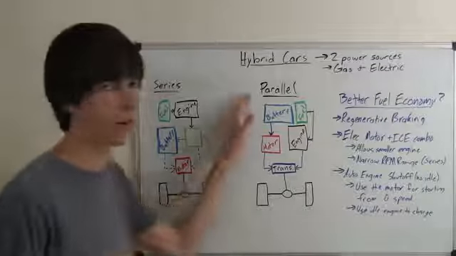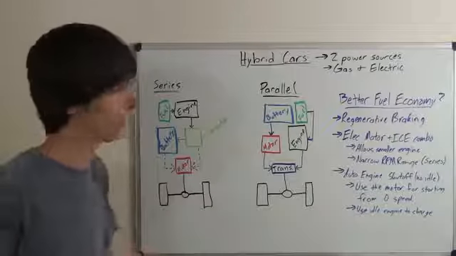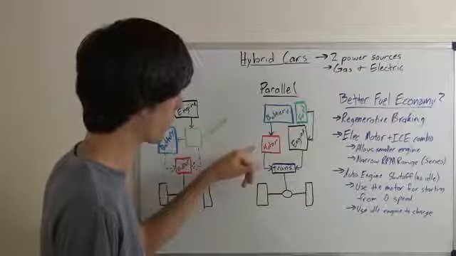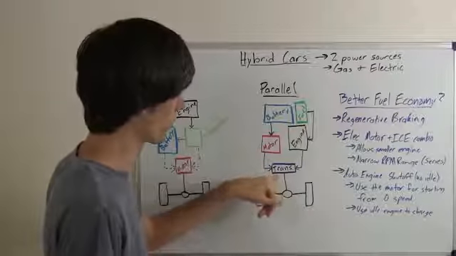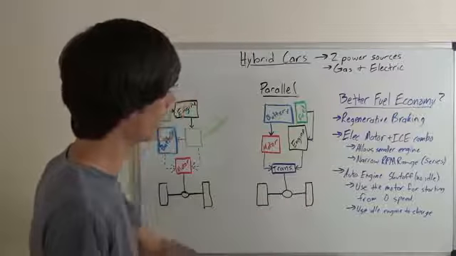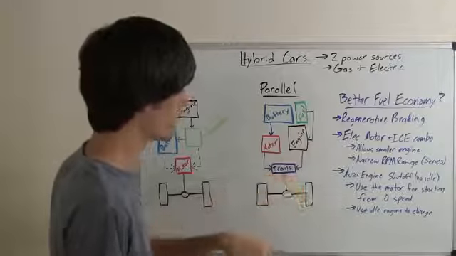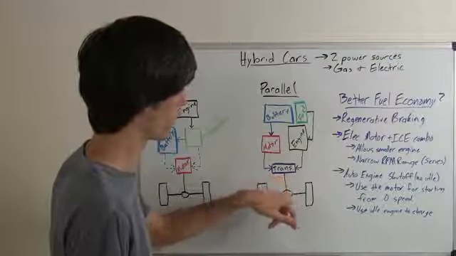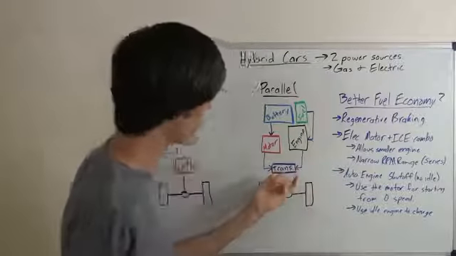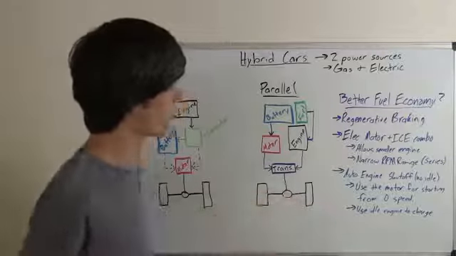The other type of hybrid car is parallel, and this means that both power sources can directly power the wheels. So what you've got going on here is a battery which charges the motor, which sends its power to the transmission, and then from the transmission you can send your power to the wheels. On the other side you've got fuel which powers your engine, and your engine also powers this transmission, and then that transmission sends the power to the wheels. So the motor and the engine are actually linked via the transmission. They both send power to it, and then the power goes out to the wheels.